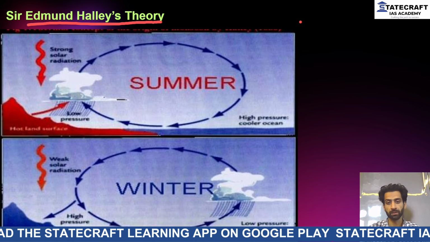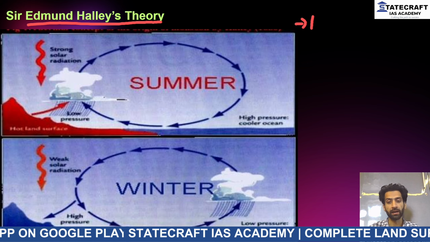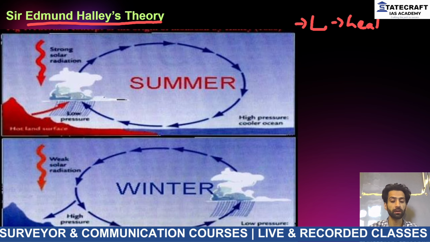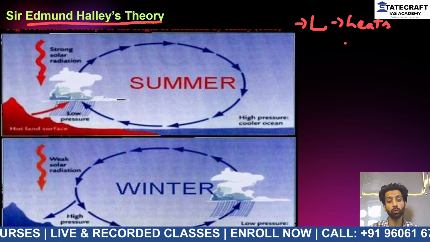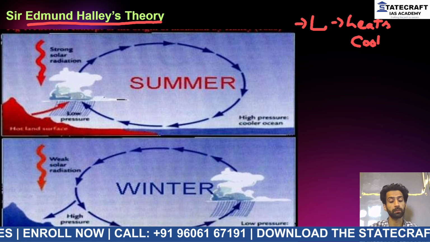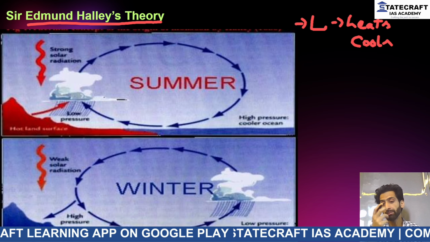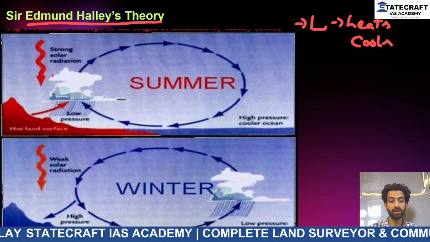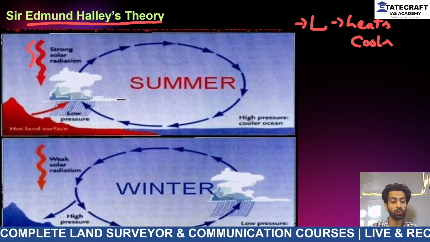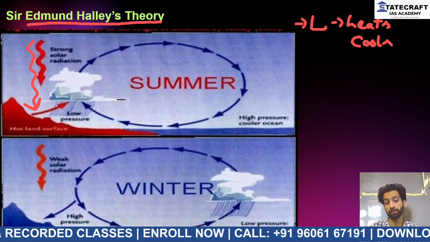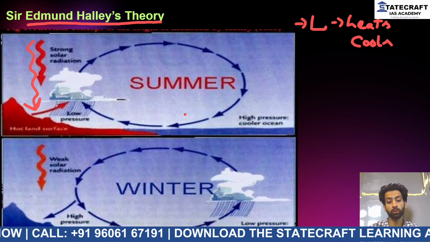Remember this thing. There is a property of land that it heats up quickly as compared to water, and it cools down quickly as compared to water. It heats up quickly, it cools down quickly. So what happens during summers? During summers, when there is intense solar radiation on land, it heats up more quickly as compared to water.